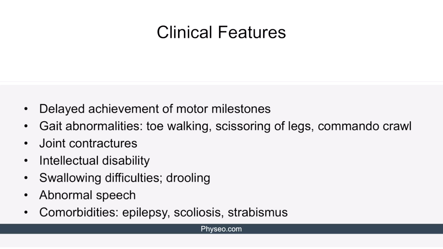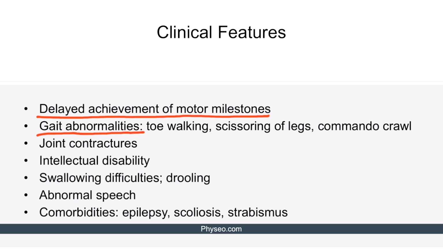Even though cerebral palsy can present differently depending on the subtype, delayed achievement of motor milestones is usually the first and most common sign. Gait abnormalities such as toe walking and scissoring of the legs are commonly observed. These occur due to the increased spasticity of the lower limb. We will be describing this finding in more detail in a moment. Another common gait is the commando crawl. This is a phenomenon used to describe when a child is pulling themselves with their arms while dragging their legs behind them, and occurs due to contractures of the lower extremities.